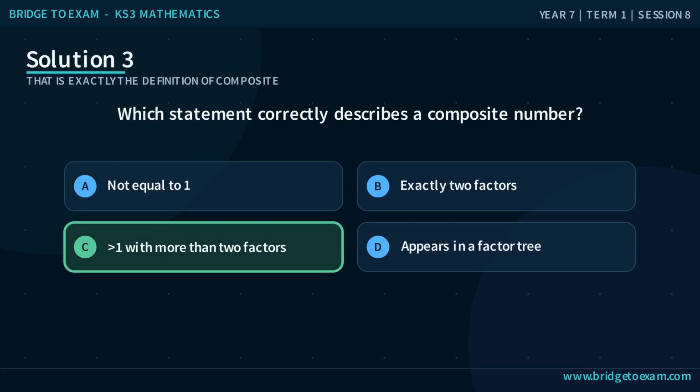Option C is correct. A composite number is a whole number greater than 1 with more than 2 factors, which is why it can always be broken down further into primes.